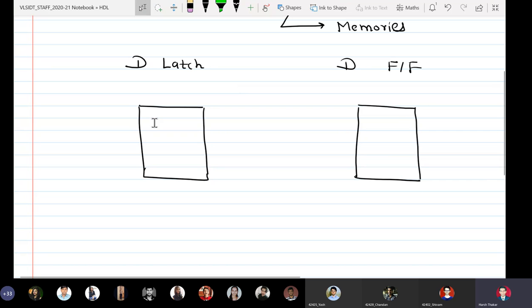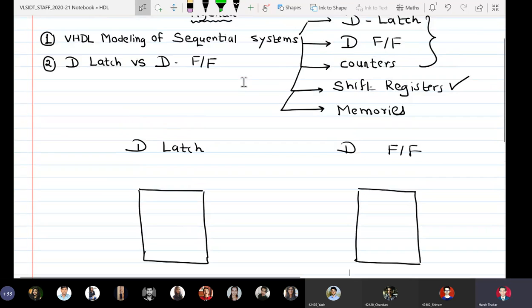Tell me, a D latch block diagram should contain what, so that we can write a VHDL model for that? Similarly for D flip flop. Yes, fast. What are the differences between a D latch and a D flip flop?